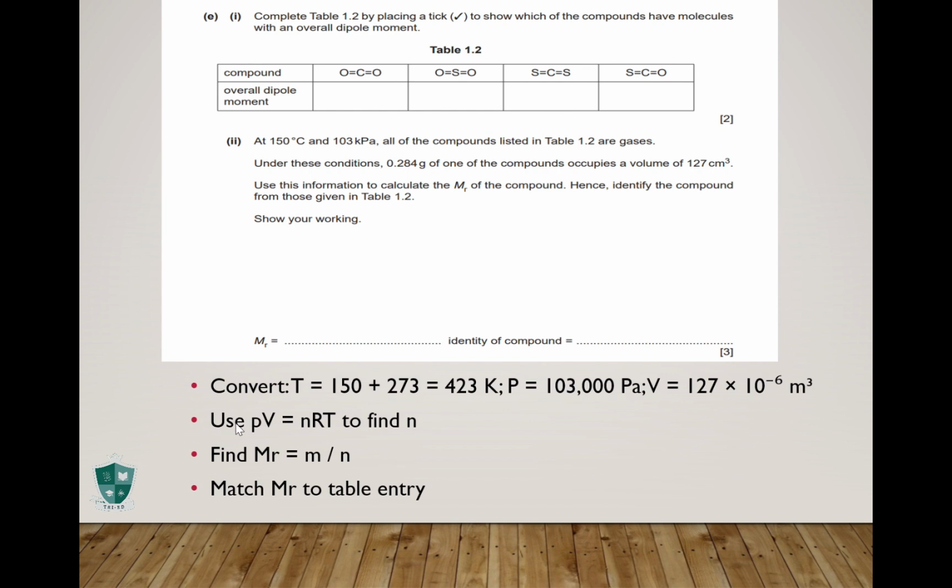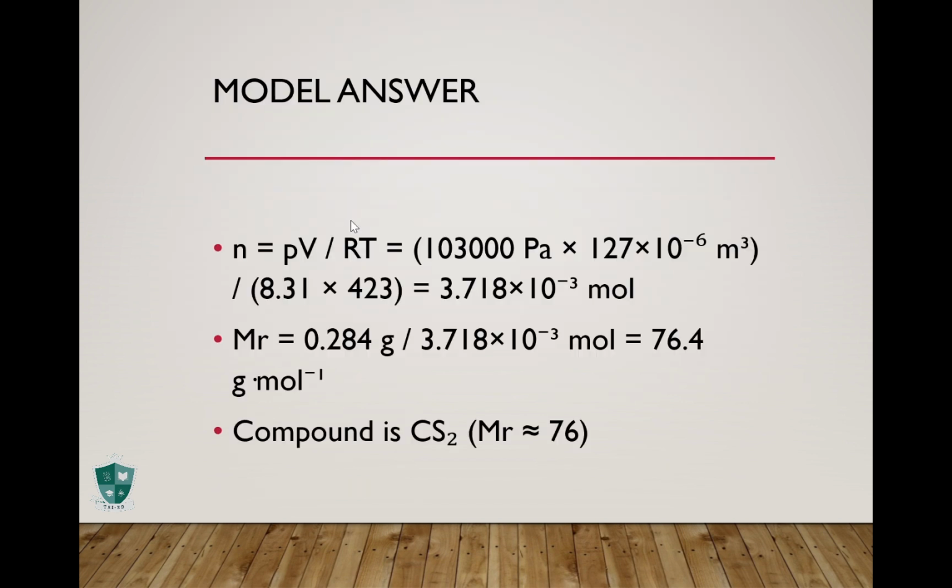Then the next thing you're going to do is use your formula to find the number of moles, because you're asked to calculate the molecular mass, and you have your mass. So you can find the number of moles from the ideal gas equation, then insert the mass given in the question and your found number of moles into the molecular mass formula, find your molecular mass, and then simply match it to the table entry. Let's look at the model answer for this one.